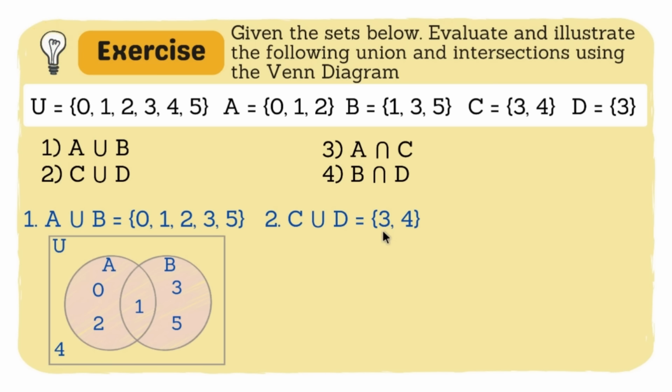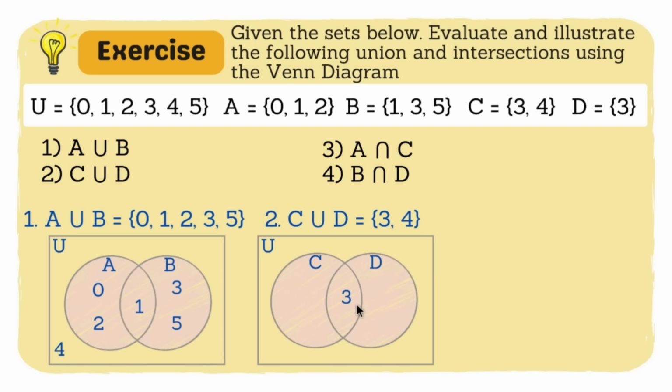How are we going to draw the Venn diagram? Okay, we have here set C at saka set D. Ano po ang kanilang common element? It's 3. Anong naiwan kay C? It's 4. Anong naiwan kay D? Wala po, since 3 lang po ang kanyang element.